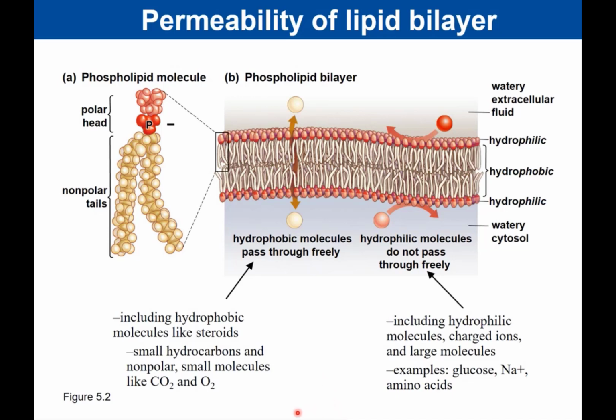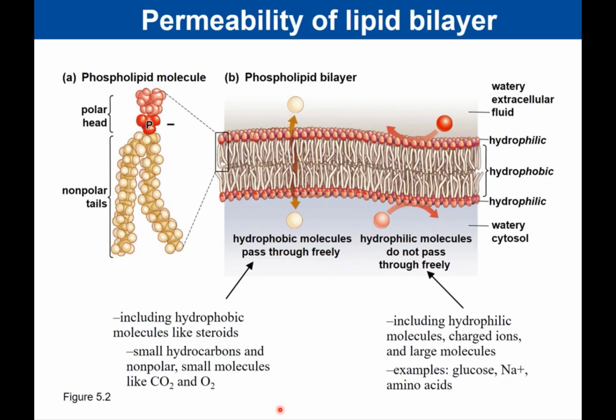So think about testosterone, estrogen, which are steroid hormones. Those can cross the cell membrane on their own. Also, small hydrocarbons. Remember that carbon and hydrogen have similar electronegativities, and so when they bond, they're going to form non-polar covalent bonds, meaning they're going to share the electrons equally, and they're also going to be hydrophobic.